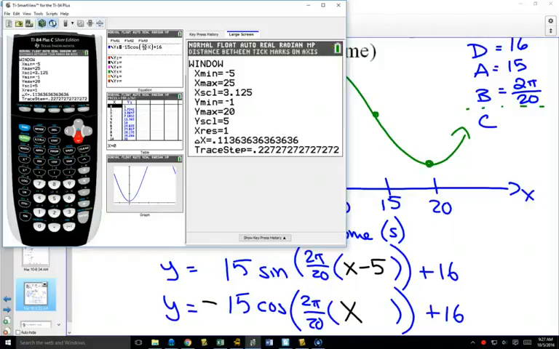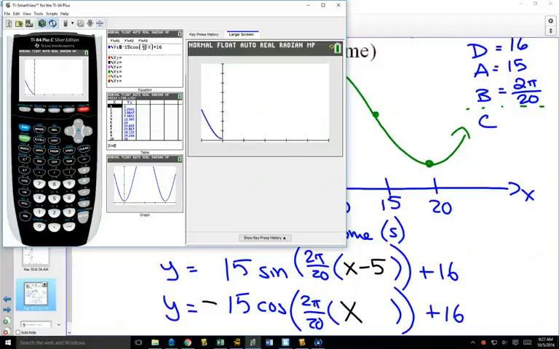My x scale's going up by 5s this time. Y min from negative 1 all the way up to maybe 40. And there I have the graph just like we've drawn it.